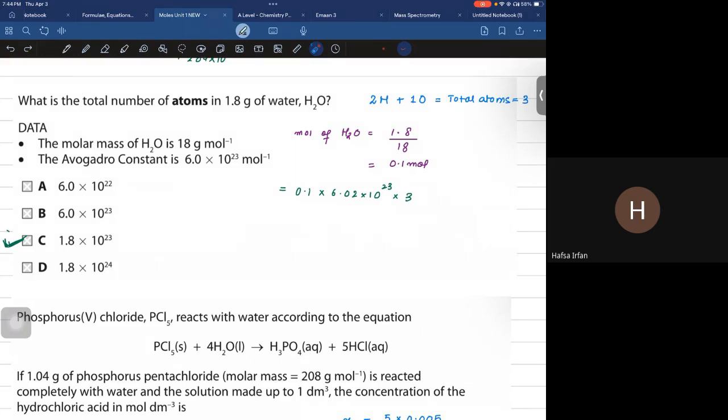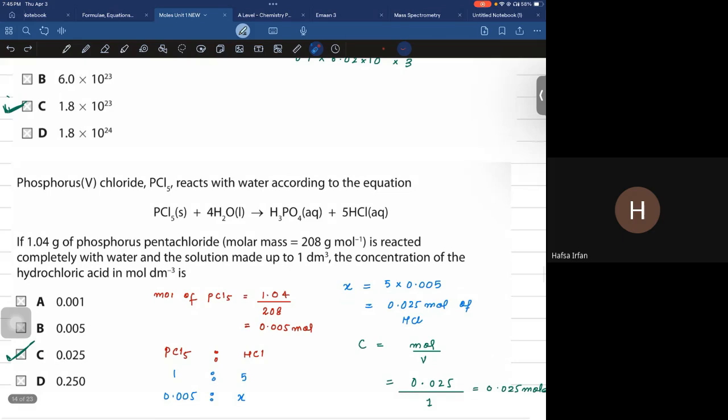Should I tell you this? First of all, you have to calculate the moles of phosphorus pentachloride, that is PCl5. Mass is given to you, 1.04. The molecular mass is 208. So first of all, I found the moles of PCl5, that is mass over Mr. Obviously the mole ratio between PCl5 and hydrochloric acid is 1 is to 5. If I have moles of PCl5 that is equal to 0.005, what would be the moles of HCl? That is X. After cross multiplying, I would be getting the moles of HCl.